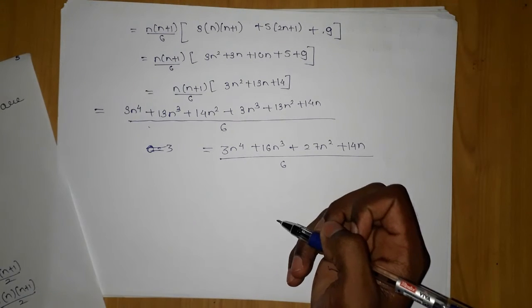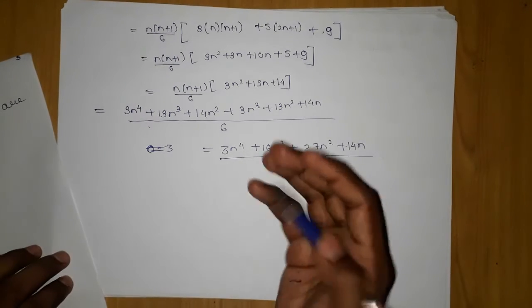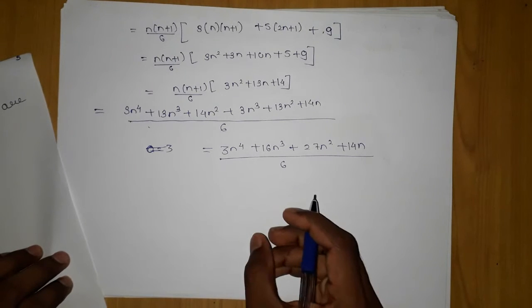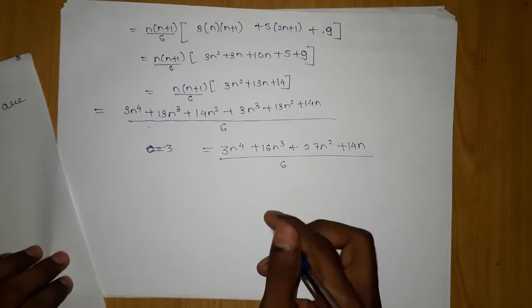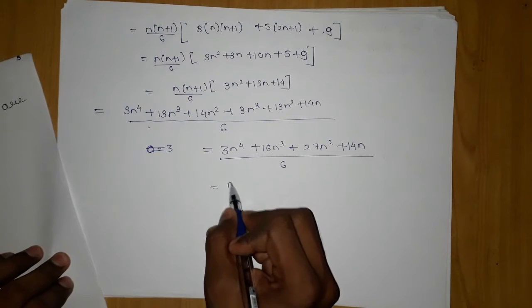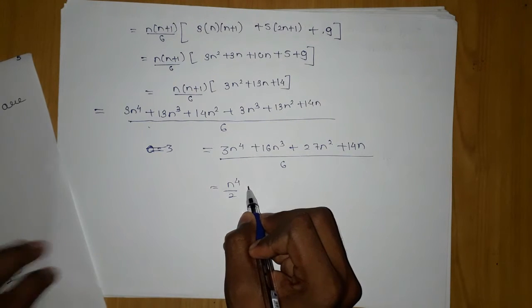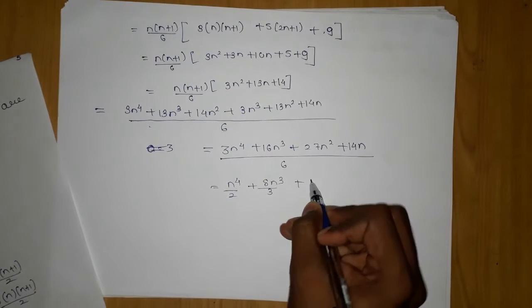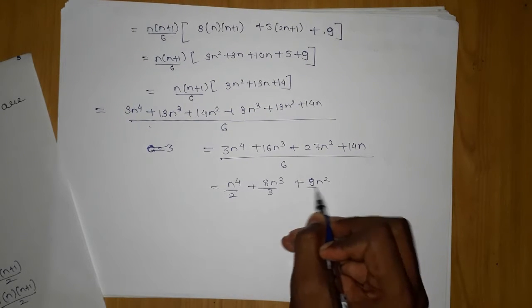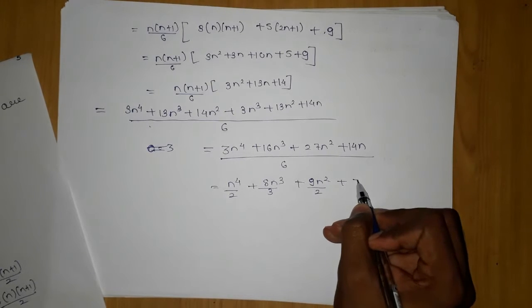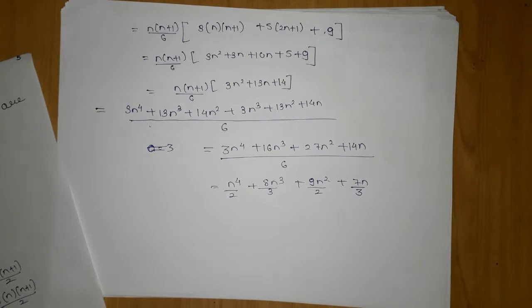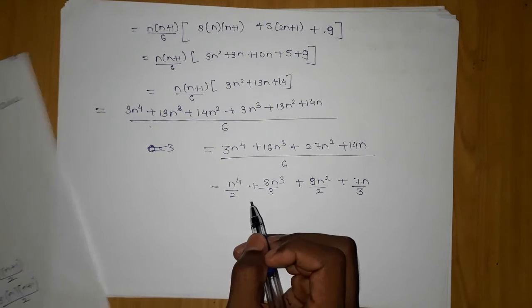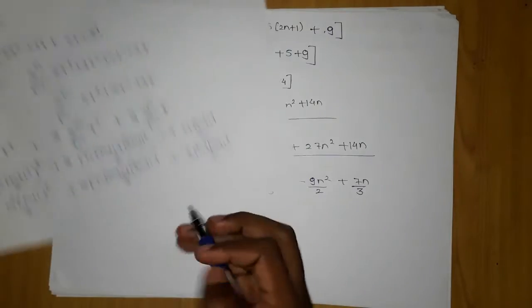If I compare, just divide throughout by 6, because we want to get the terms: this will be n power 4 by 2, this will be 8n cube by 3, this will be 9n square by 2, and this will be 7n by 3. In this step we are comparing with the equation which was given, and then getting our answer.